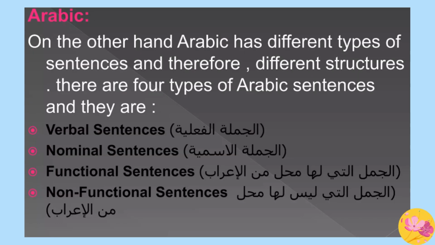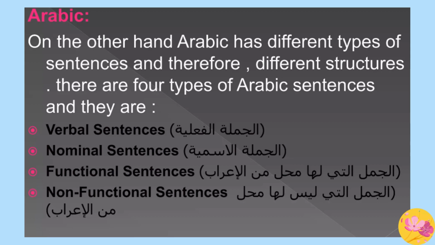Now, on the other hand, Arabic has different types of sentences. So, there are different structures. There are four types mainly: verbal sentence, nominal sentence, functional, and non functional sentence. So, we just have to know what is a verbal, what is a nominal. Just the basics. We don't have to go deep into this matter for the exam. We just need to know what it is, so when the question is there, you are able to select the correct option as given.